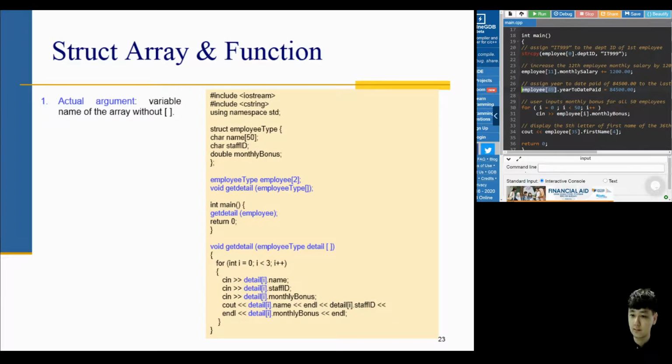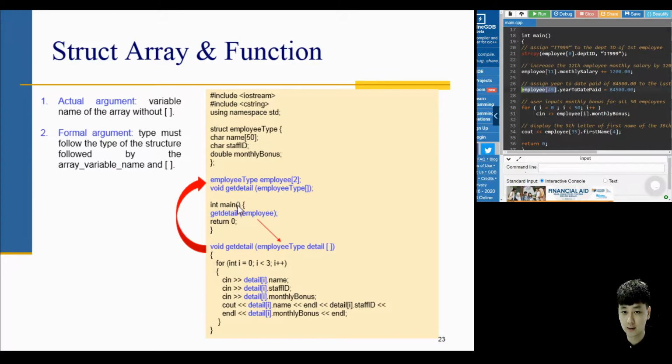Now we move on to a more advanced one, which is structure arrays and functions. How are we going to pass the whole structure array from one function to another? A structure array means we have structures in an array, and the actual argument for this structure array will be the name of the array without the bracket, because it is understood that we are passing the whole array to this function. If you would like to pass the whole structure array, you don't need to put a bracket.